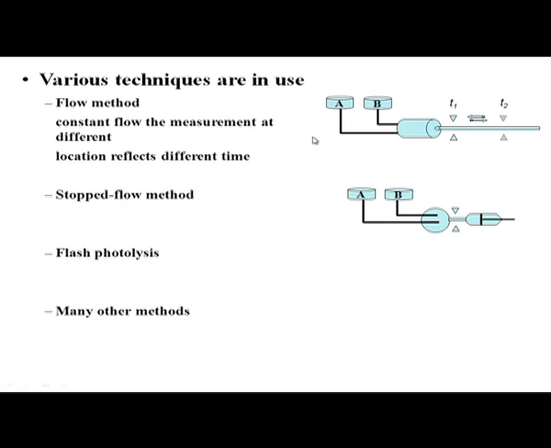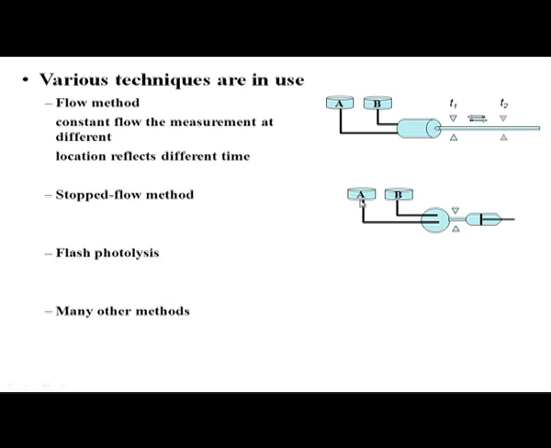So we talked about flow methods. AB mixing chamber, then it is flowing out. You are moving your detector from here to here, and since you know the flow rate, the time difference, how much time the mixed reactant should take while moving from this position to this position, will give you the time difference. From that you can find out the rate. That is, different locations of a detector reflect different times.